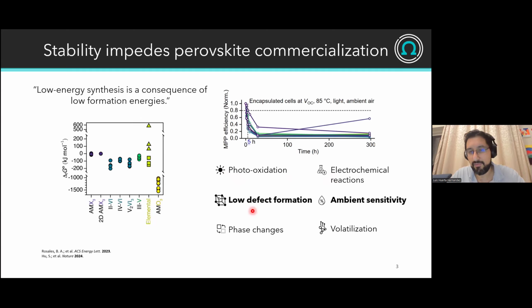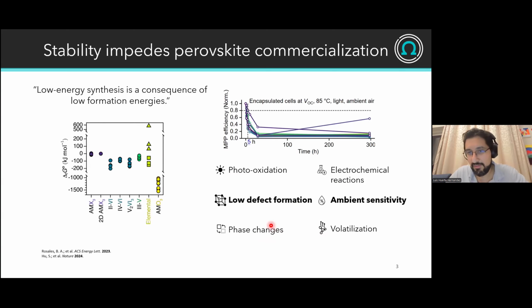Perovskites are overall known for their low defect formation energy, so you can have a lot of defects created very easily. And then they are also sensitive to ambient conditions, especially to water and oxygen. They can have phase changes. For example, all-inorganic perovskites can convert really easily from the stable black phase to the yellow phase. And then some of these components can be volatile, such as methylammonium.